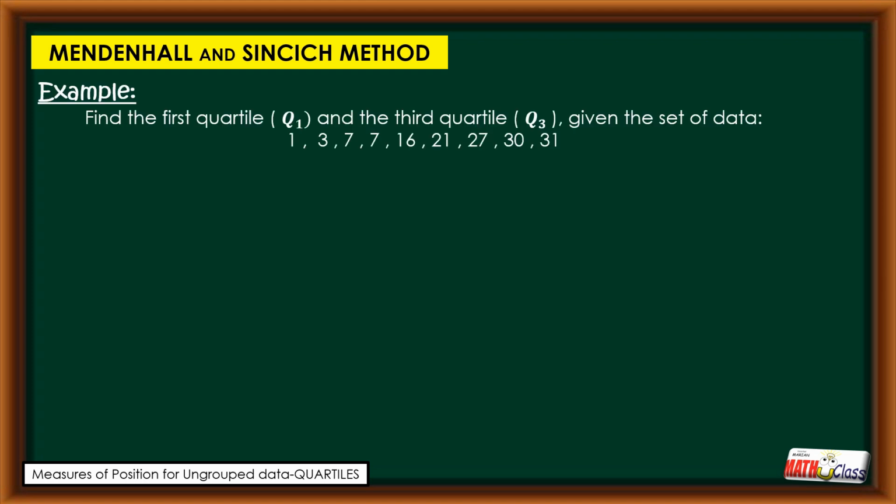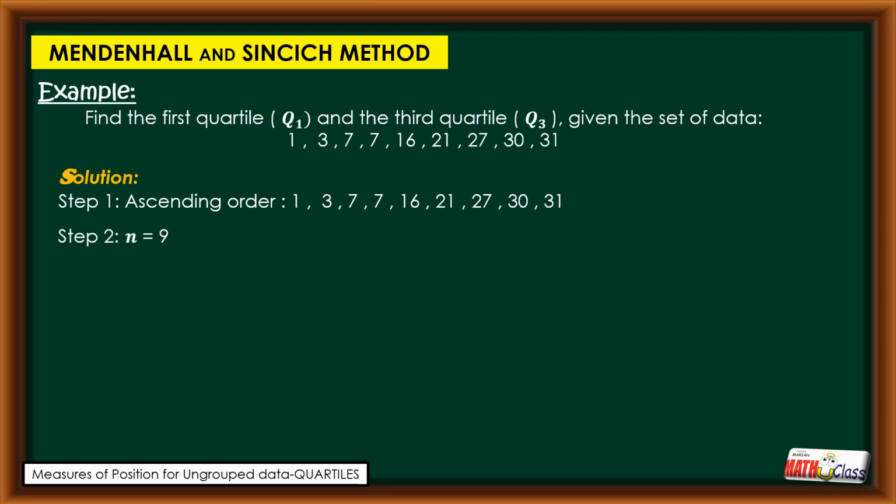Using the Mendenhall and Sincich method, find the first quartile or Q1 and the third quartile or Q3 given the set of data 1, 3, 7, 7, 16, 21, 27, 30, and 31. For the first step, arrange the data in ascending order. Since the given data is already in ascending order, we will not anymore arrange the observations.